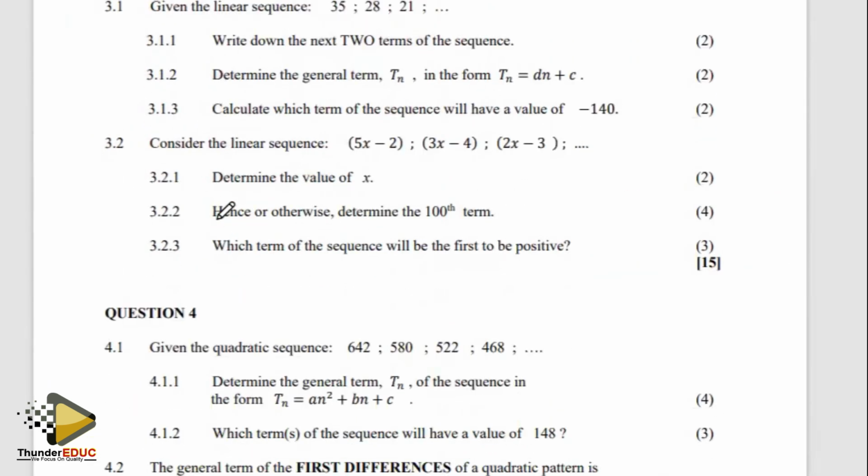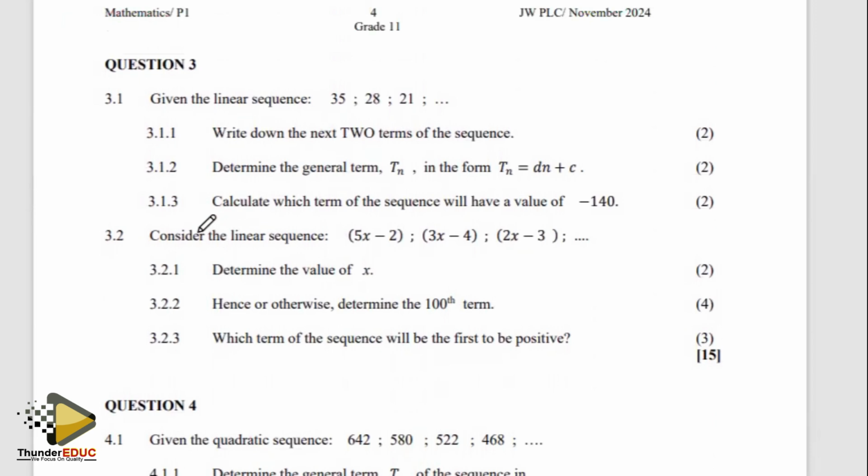Question 3, which is the number patterns, we have given the linear sequence 35, 28, and so on. We want the next two terms. So looking at the patterns, we are subtracting 7. So 21 minus 7, I'll get 14, and then I'll get 7. So those will be my two terms. And then 3.1.2, they want us to get the Tn, the nth term, or the general rule. So since the common difference is negative 7, that's going to be negative 7n. What is 35 minus minus 7? That is plus 42. So that becomes the rule.